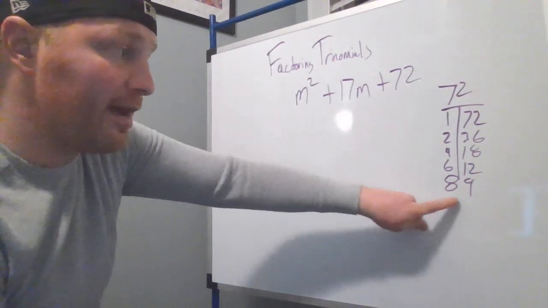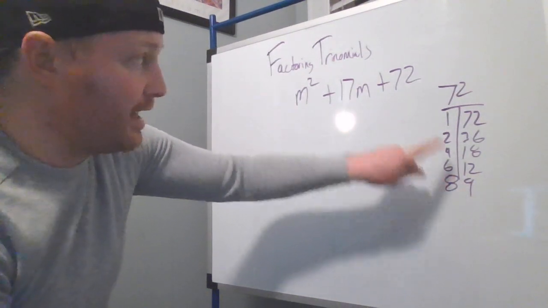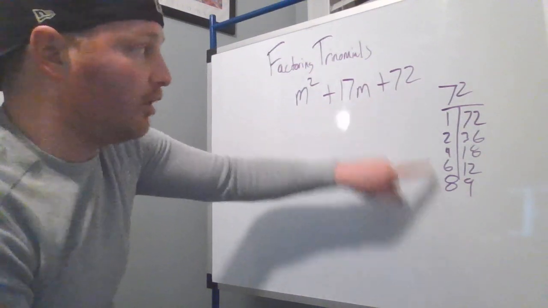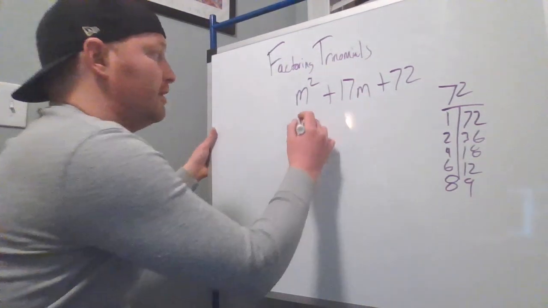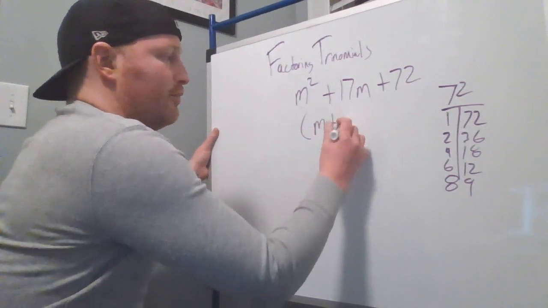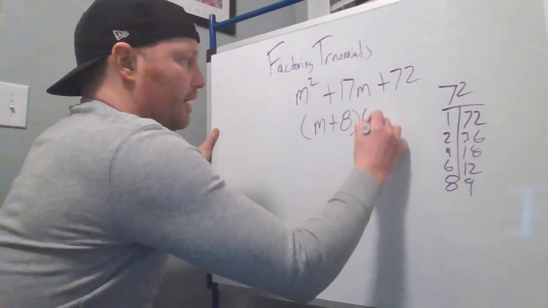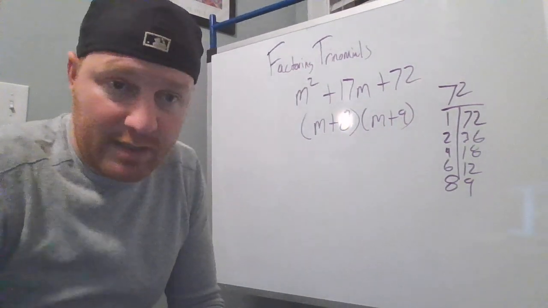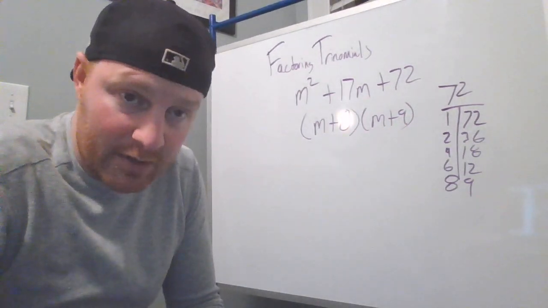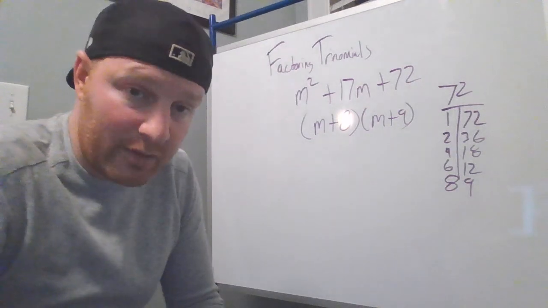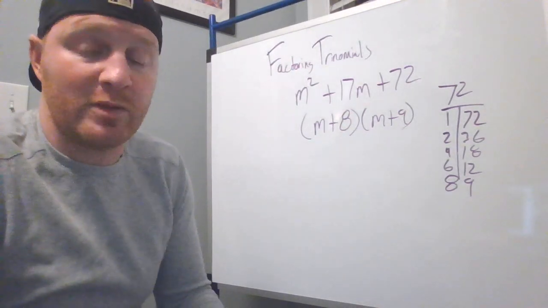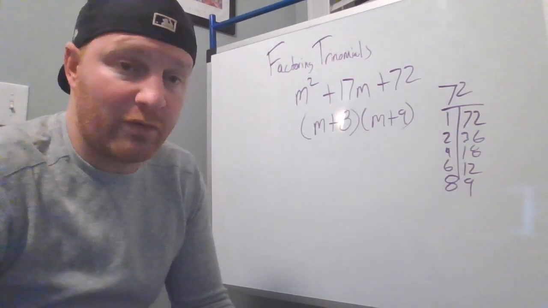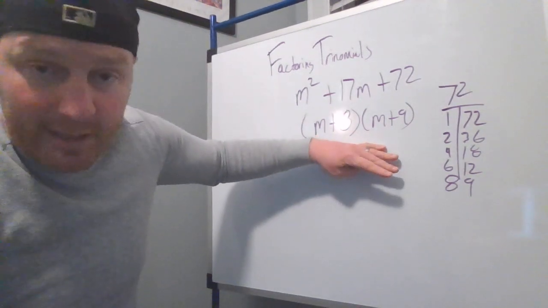So now that I have found my two factors that multiply to 72 and add to 17, just break it up into m plus 8 and m plus 9. You'll see why all this makes sense as we go to solve quadratics later on. But right now, we're just learning how to factor it to make it easy for you, because you're going to see how this plays a role in domain and range later on, and functions and other stuff we're going to be doing. This is it.